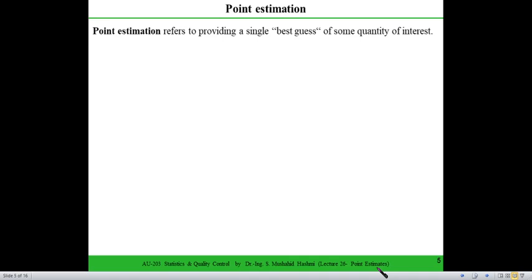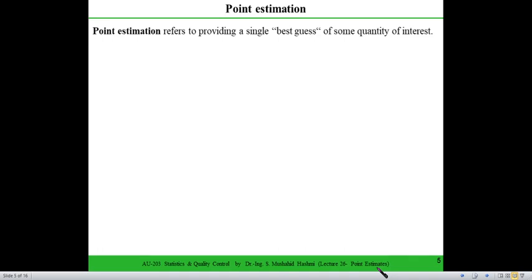What you call point estimation: point estimation refers to providing a single best guess of some quantity of interest. It means you are only interested in the point data. You are not interested in the interval data, so you are not interested in the range. You are interested in a particular value associated with the quantity of interest.